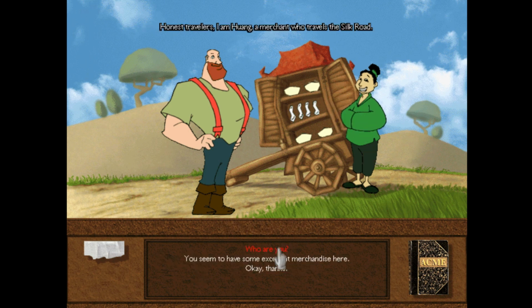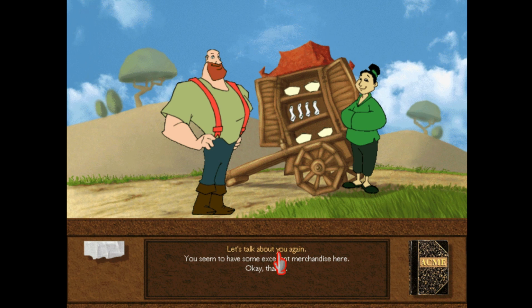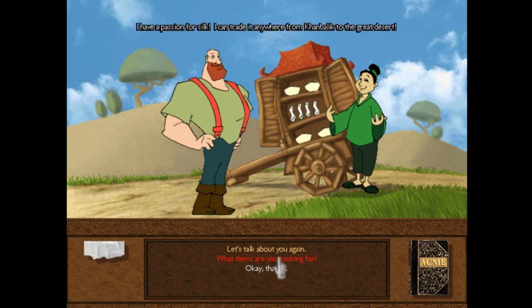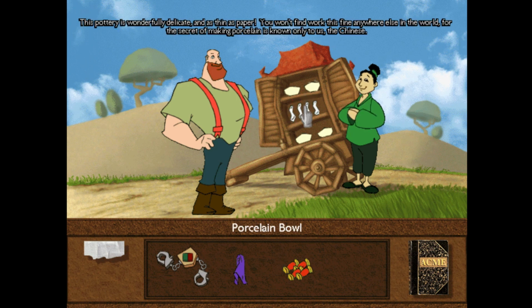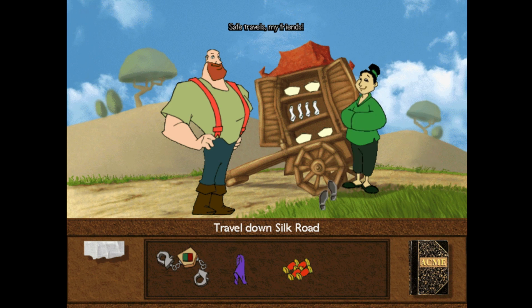Honest travelers, I am Huang, a merchant who travels the Silk Road. The Silk Road stretches countless miles. Goods pass from merchant to merchant, making their way from east to the distant west, though I myself have traveled only as far as the nearby desert. I could be convinced to part with certain items if you have something of value to trade. I have a passion for silk. I can trade it anywhere from Kambalik to the Great Desert. This pottery is wonderfully delicate and as thin as paper. You won't find work this fine anywhere else in the world, for the secret of making porcelain is known only to us, the Chinese. That's the sturdiest wagon I own. I need it to travel the long, hard miles of the Silk Road. Safe travels, my friends.